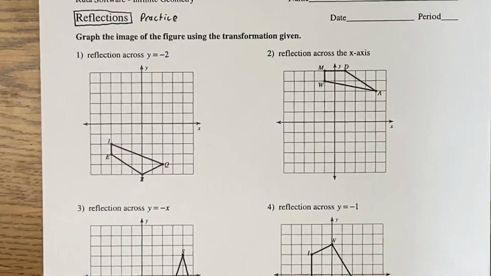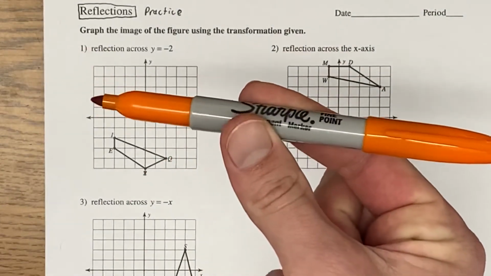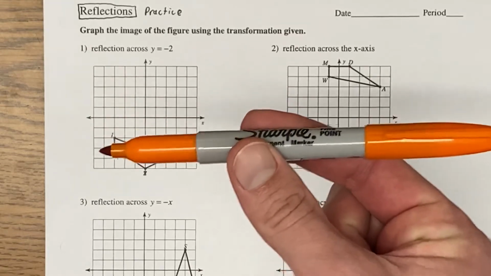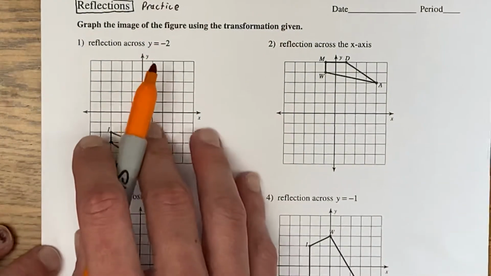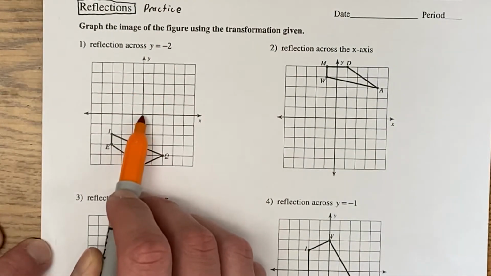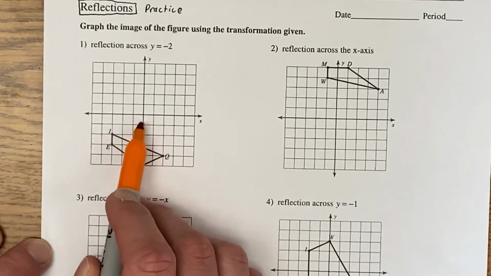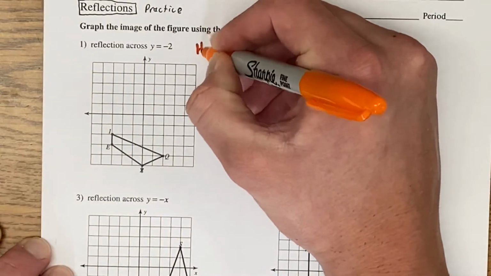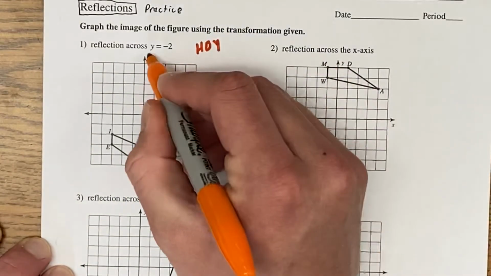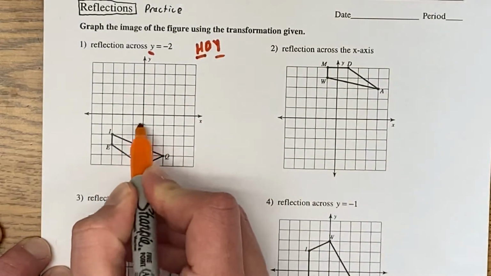All right, numbers 1 and 2. Let's look at number 1. It says reflect across y = -2. So I'm going to take this Sharpie and draw the line of reflection with a dashed or dotted line. So y = -2. If this is the origin, that's y = 1, so let's go in the other direction. This would be y = -1 and y = -2. Y equals a number gives us a horizontal line through that number. So -1, -2.